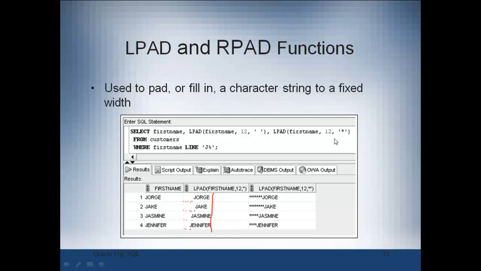So here's an example where they do the exact same thing, but instead of spaces, they pad with an asterisk. 7 asterisks, 8 asterisks, 5 asterisks, 4 asterisks. The RPAD function would do exactly the opposite. It would pad to the right.